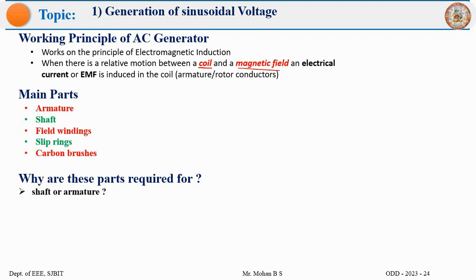Now, why are these main parts required? Can you just think, as we just discussed above, what are the main parts? Why is the shaft or armature required? The field windings are required because for smaller applications we can have a permanent magnet, but for larger applications we need electromagnets. So they provide the required magnetic field.